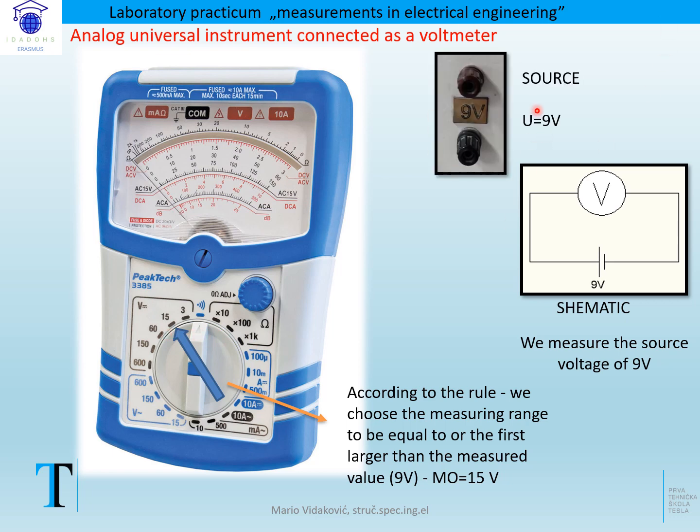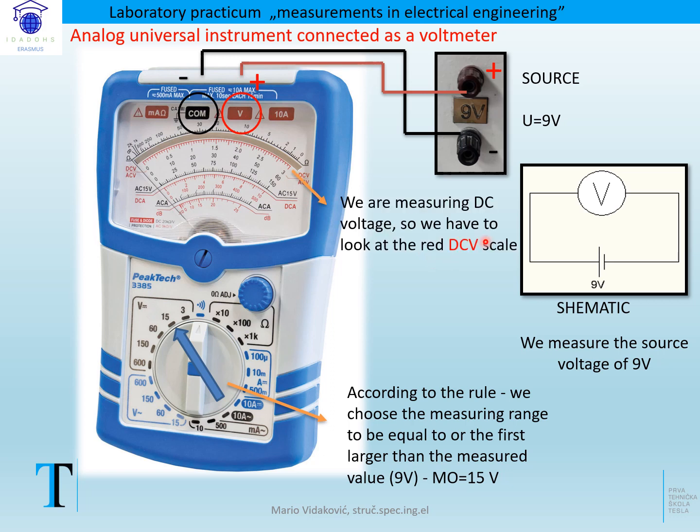This is the source, 9 volts, plus is red, black is minus. We need to choose the common connector, which is minus, and the volt connector to measure volts, and connect in parallel, minus to minus, plus to plus. This is the scale. We are measuring DC voltage, so we have to look at the red DCV scale.